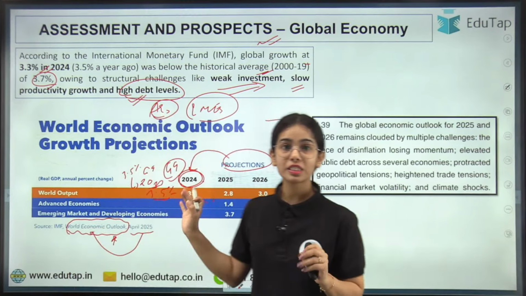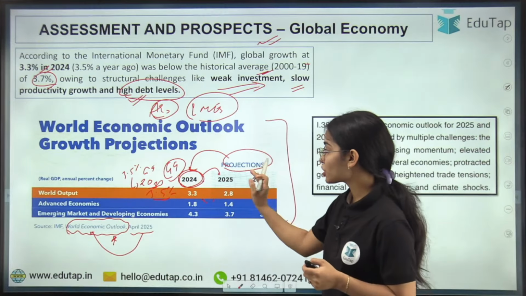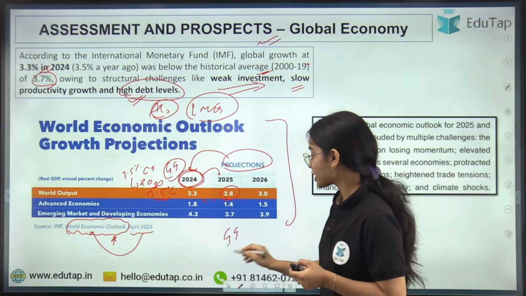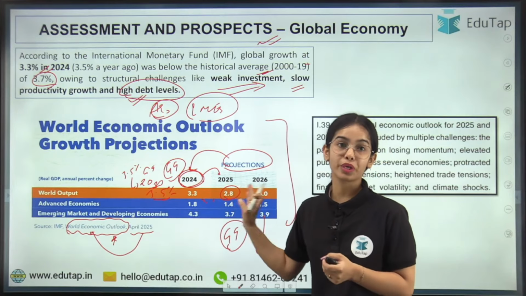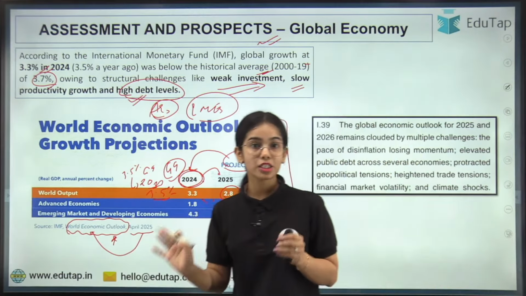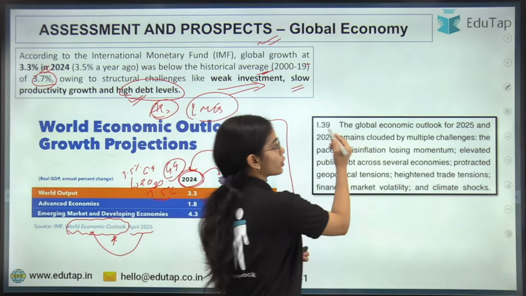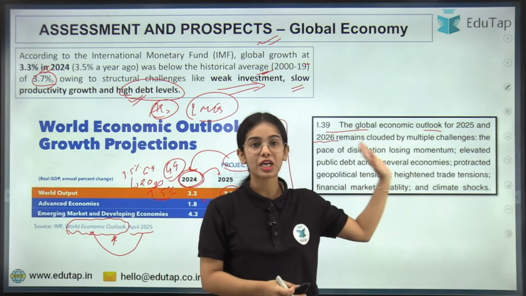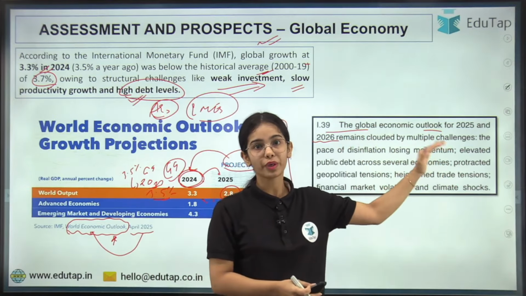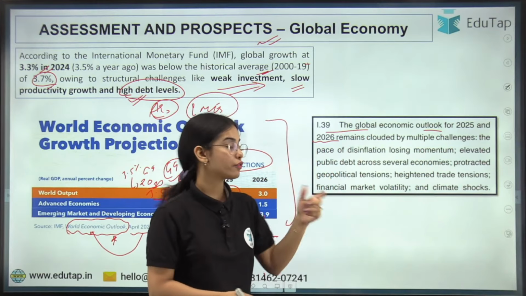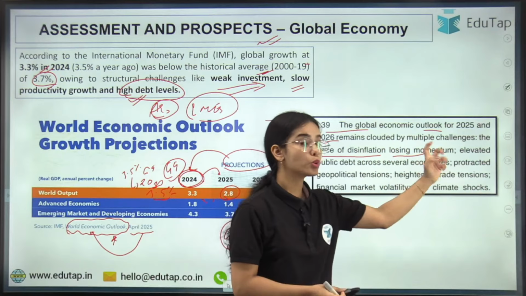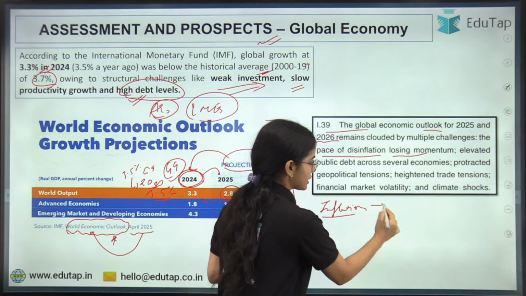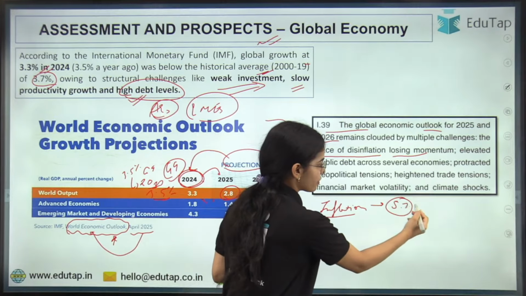For the future also, you will see that for 2025 the IMF has projected even lower growth, at 2.8%. So global growth is projected to decrease further to 2.8% in 2025. This is a problematic situation, and why is it so? The global economic outlook for 2025 and 2026 remains clouded by multiple challenges. The first challenge is that the pace of disinflation might lose momentum. Right now, inflation at the global level is nearly 5.7%.